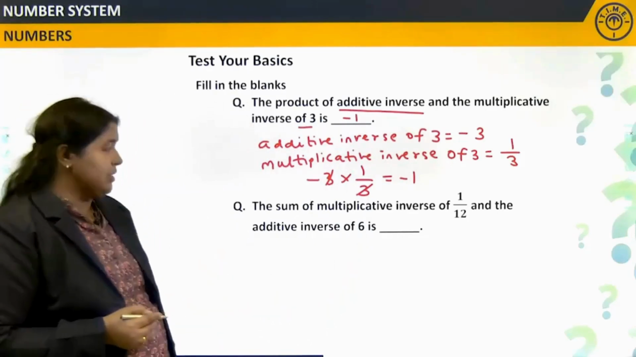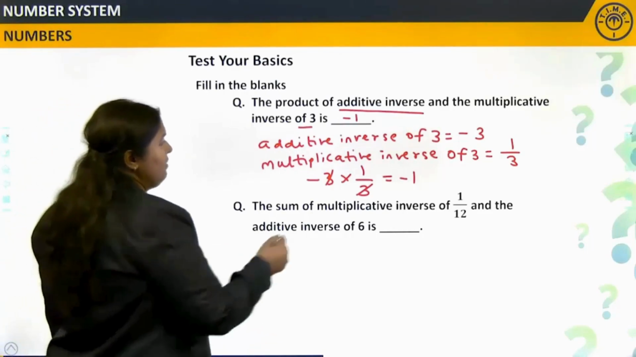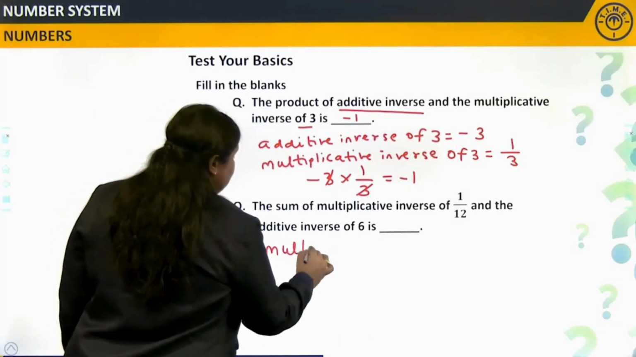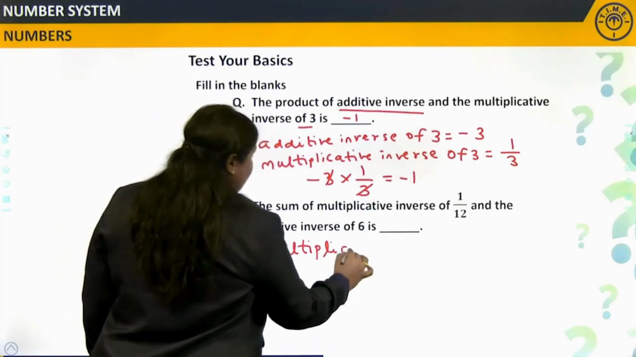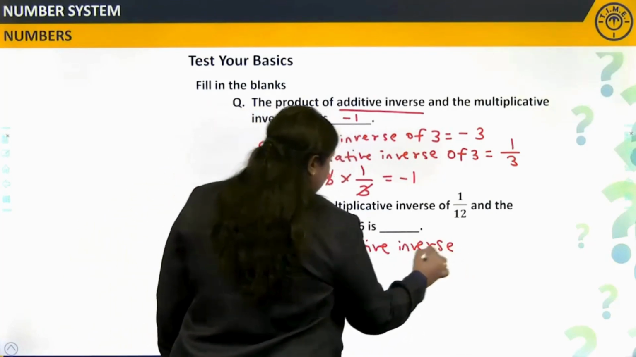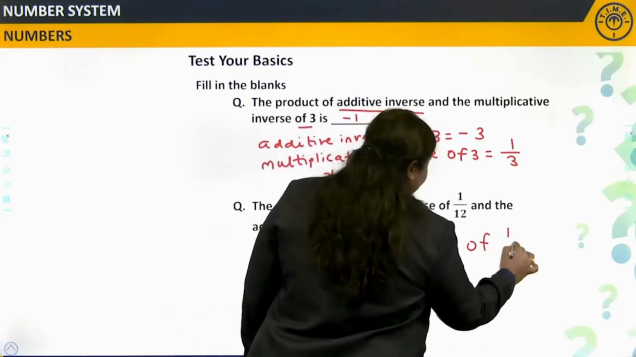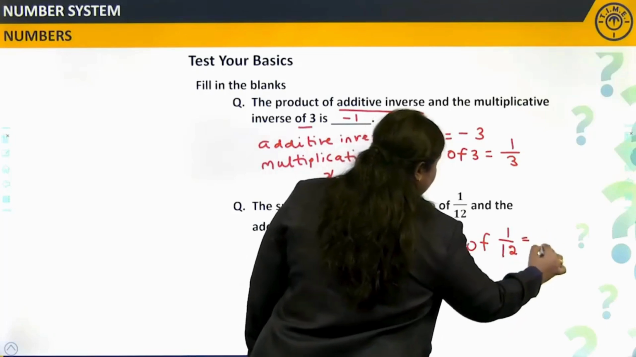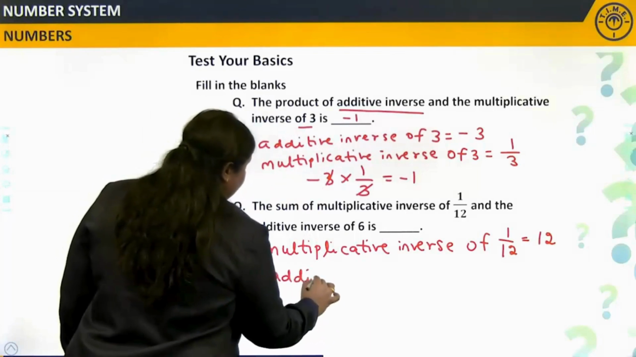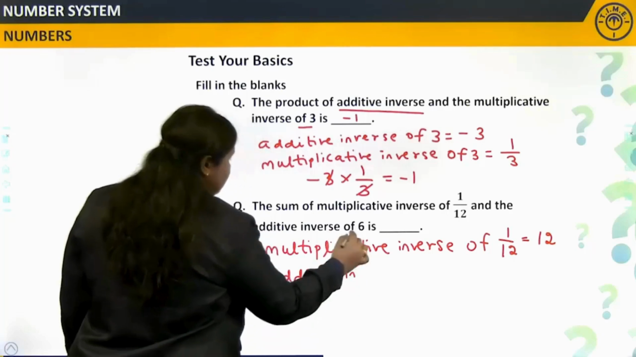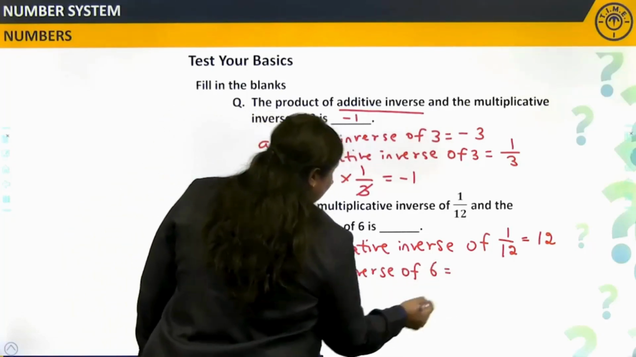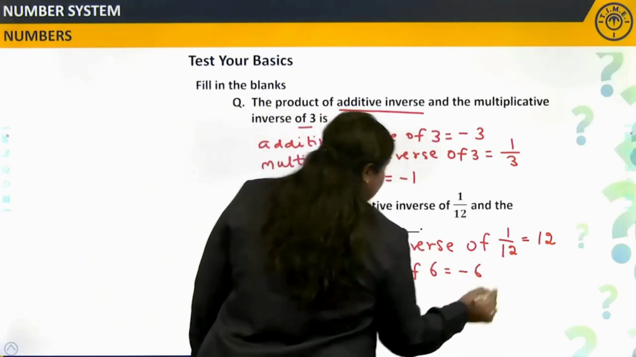Now, look at the second question. The sum of multiplicative inverse of 1 by 12 and additive inverse of 6. What is the multiplicative inverse of 1 by 12? Just now I told you, you have to take the reciprocal of the given number. What is the reciprocal of 1 by 12? Simply 12. What is the additive inverse of 6? It is plus 6, so additive inverse will be minus 6.